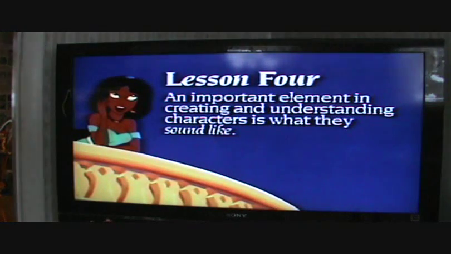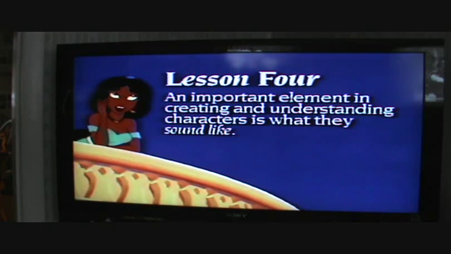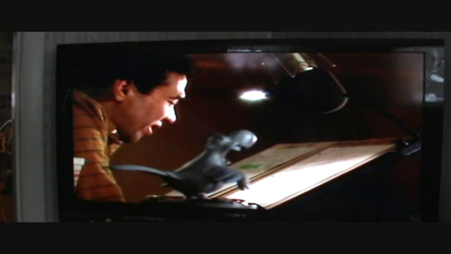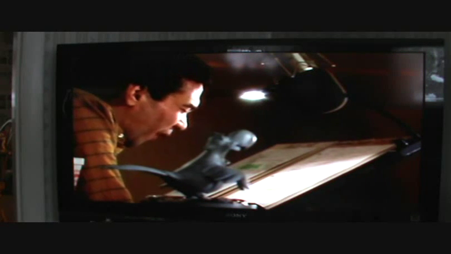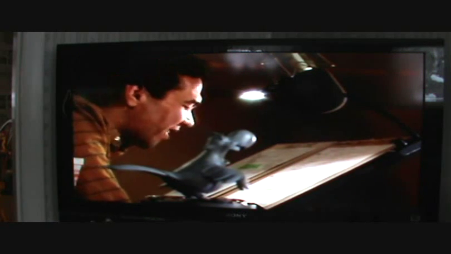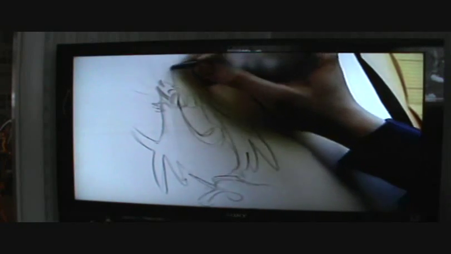Lesson 4. An important element in creating and understanding characters is what they sound like. A character's voice is so important to an animator that it can even determine what they look like. That's the way it worked with Iago, as supervising animator Will Finn explains.